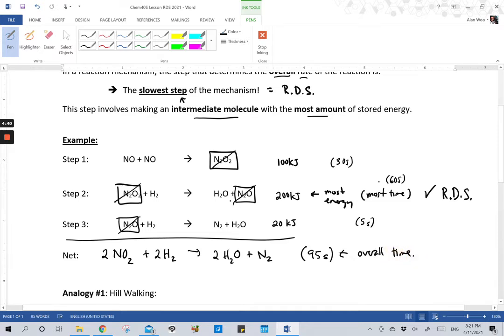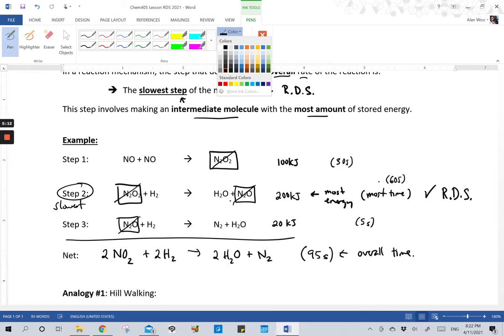So if it takes 60 seconds for the slowest step, so step 2 is the slowest, this one single step determines the overall amount of time that it takes for this reaction to take place. Thus, if I wanted to increase the rate of the reaction, I can add a catalyst, okay, but that catalyst has to affect the slowest step.